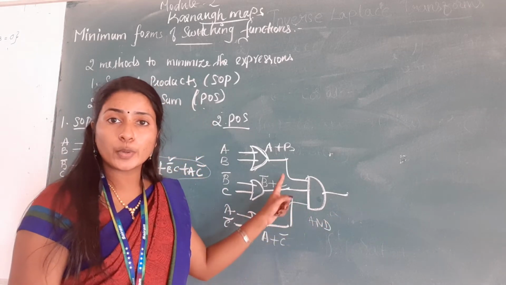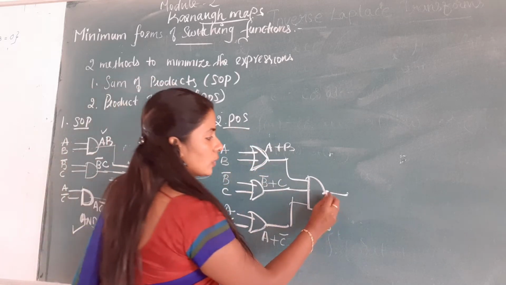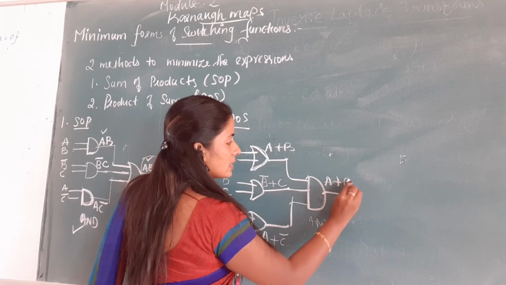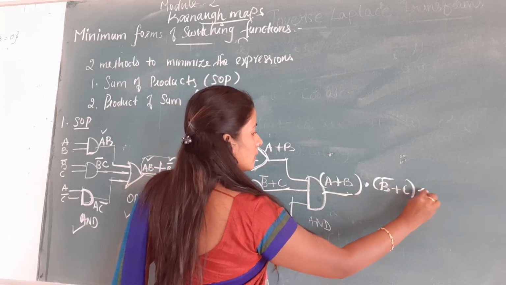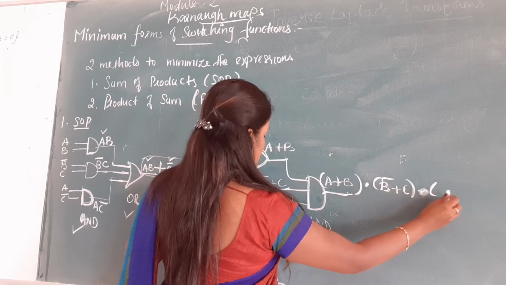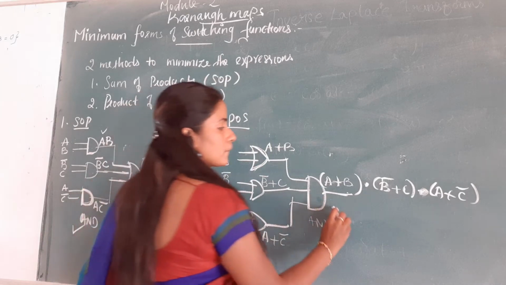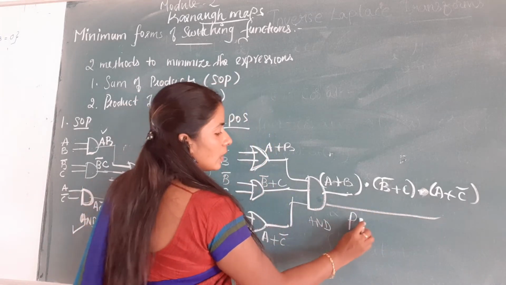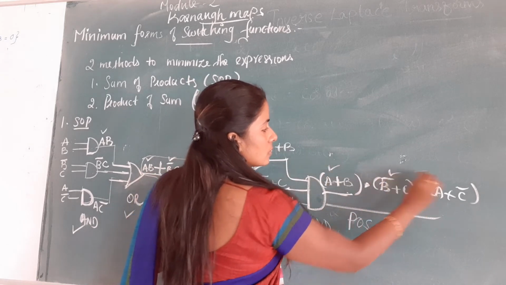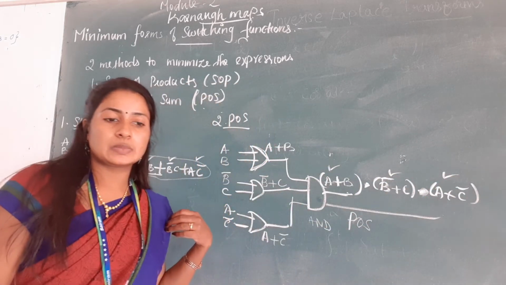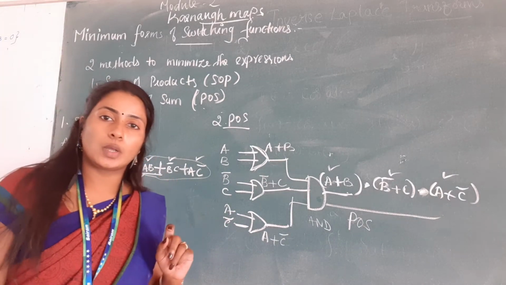The AND gate will give the product of inputs. My three inputs are A plus B, B bar plus C, A plus C bar. So here I will get (A plus B)(B bar plus C)(A plus C bar). So this is my product of sums. These are the two minimizing techniques used in the Karnaugh map.